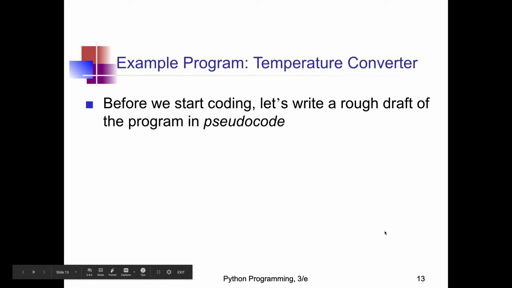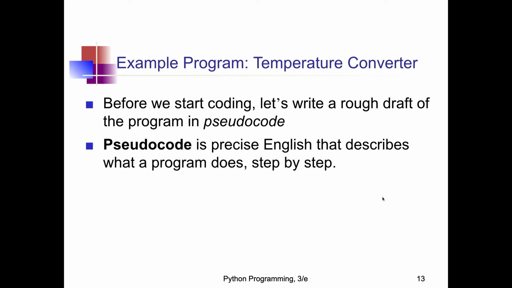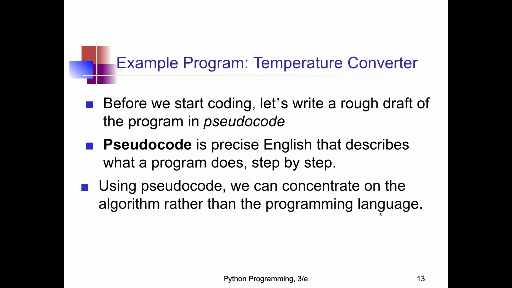Before we start coding, let's write a rough draft of the program, which is called pseudocode. So we're still in the design process. Design process, remember, may include writing the program in pseudocode or sometimes in flowcharts. Pseudocode is precise English that describes what a program does step by step. It's not a specific programming language.